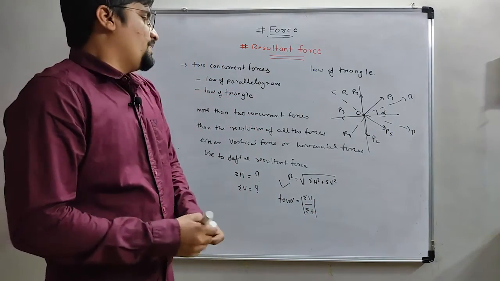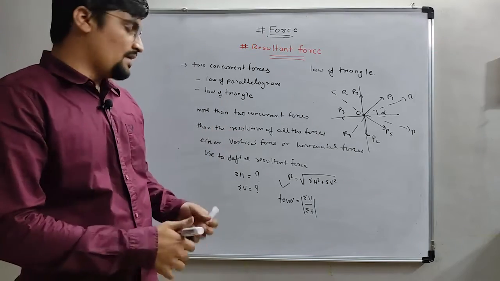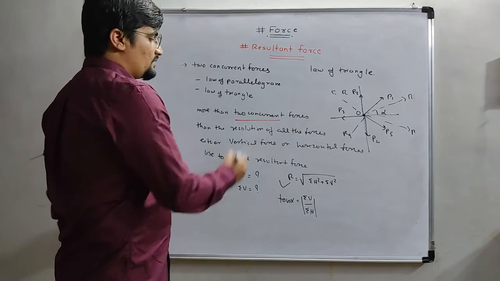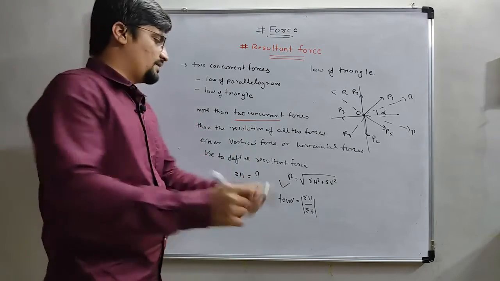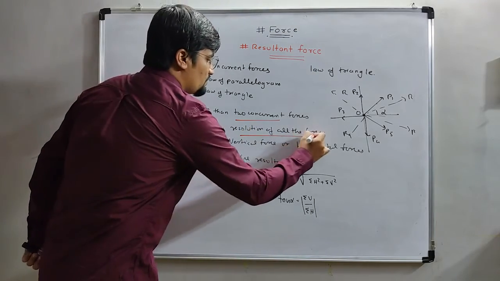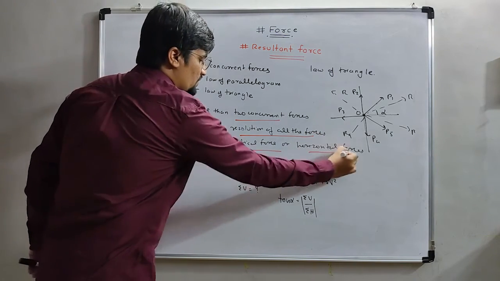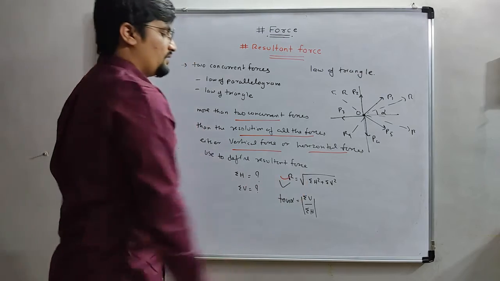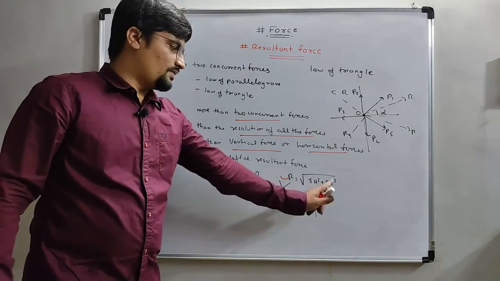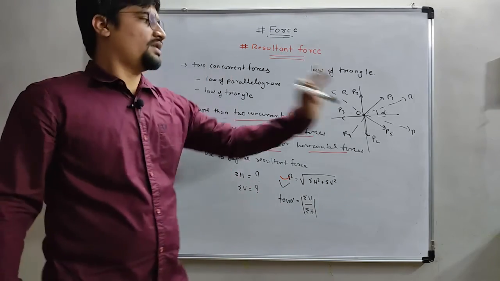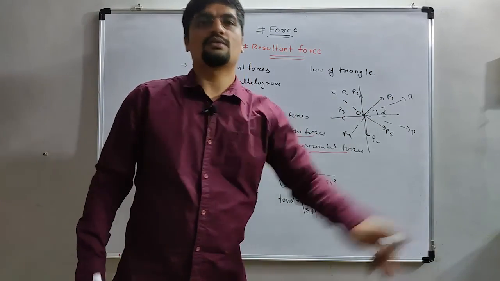So we have understood that if there are more than two concurrent forces, then the resultant force is found by the resolution of forces, which means the summation of vertical force and horizontal force. By using this formula we can find the value of R, and by using this formula we can find the location of the resultant force in this quadrant.